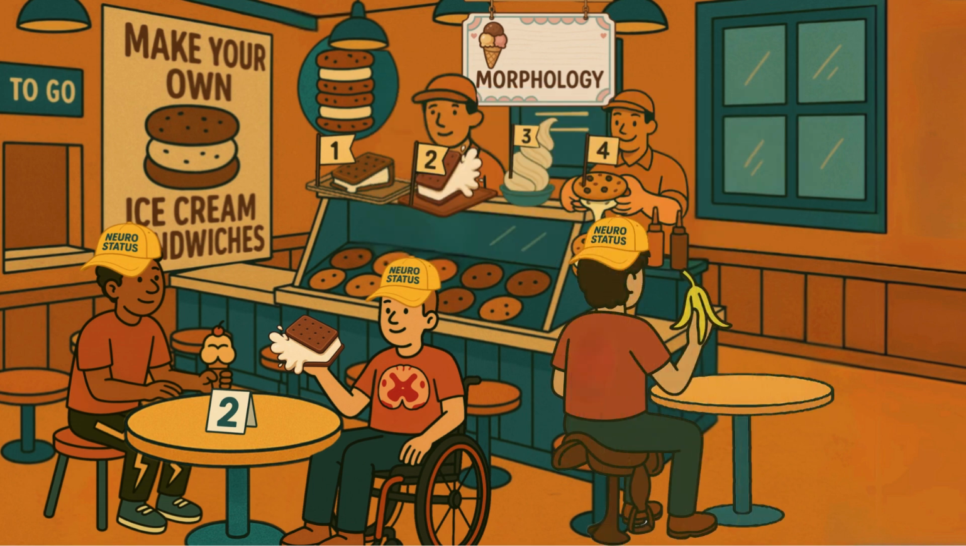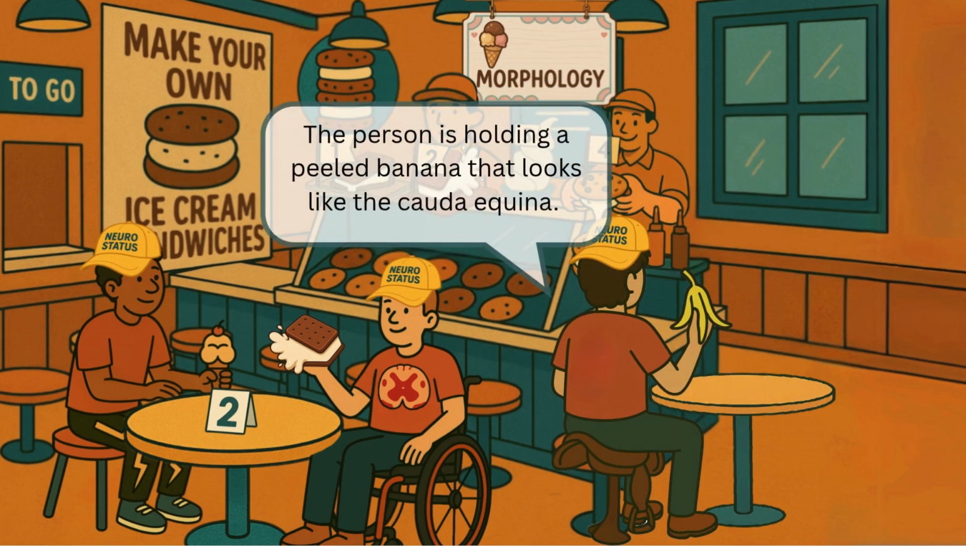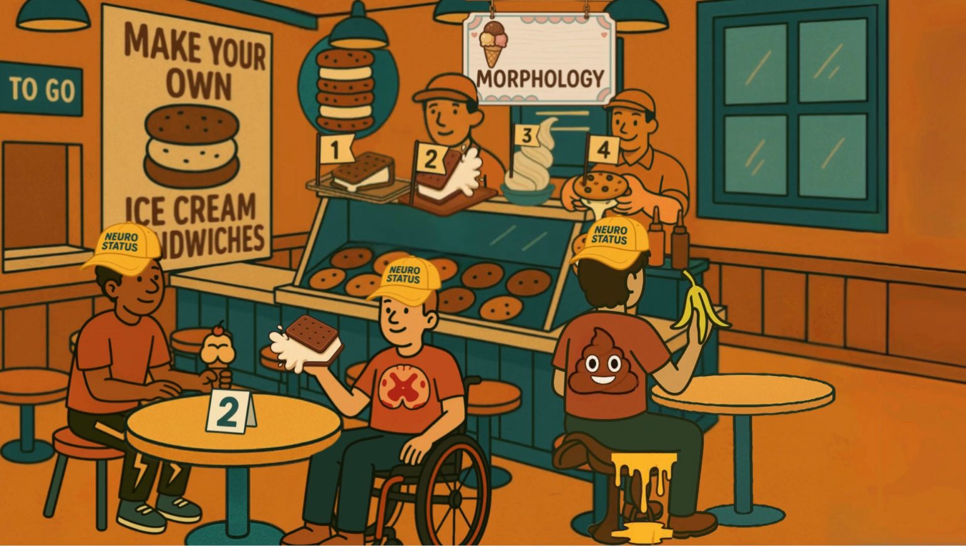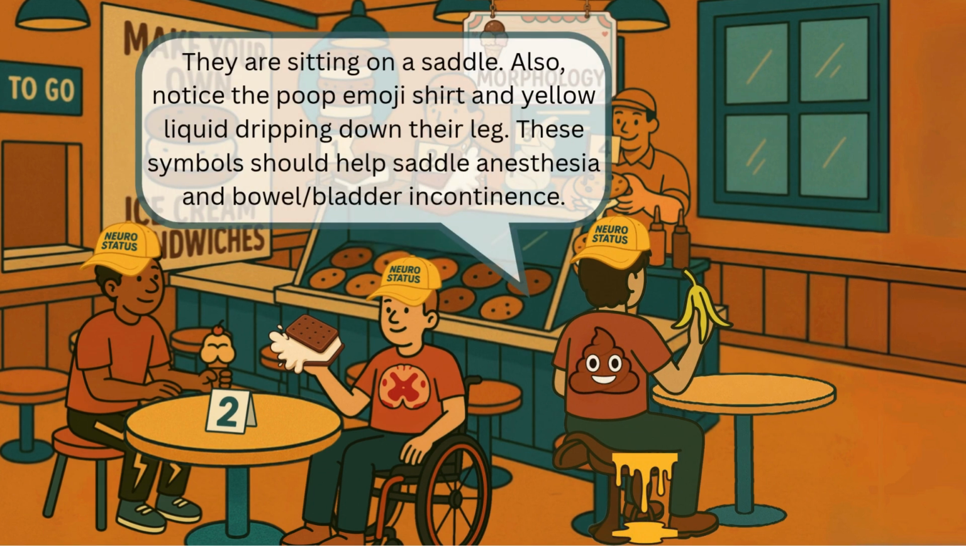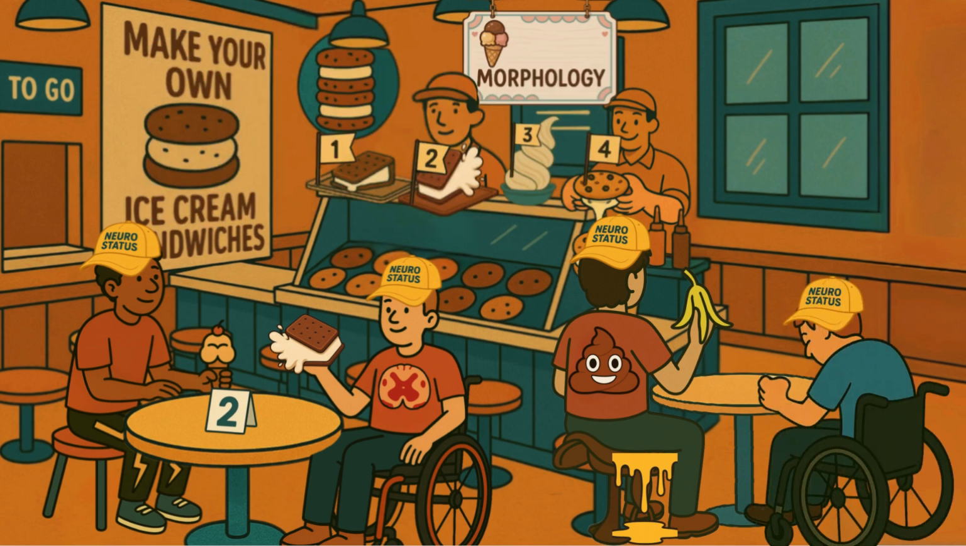Let's check in on our third patron. This is also neurologic status, and he's holding a peeled banana, our recurring symbol for cauda equina. And look where he's sitting. That's not a normal seat. That's a saddle. This should remind us of saddle anesthesia, and the poop on his shirt and the pee going down the seat should remind us of bowel and bladder incontinence associated with cauda equina syndrome.